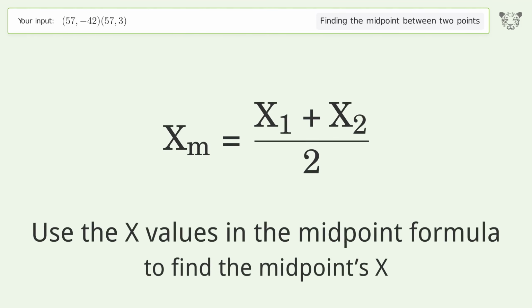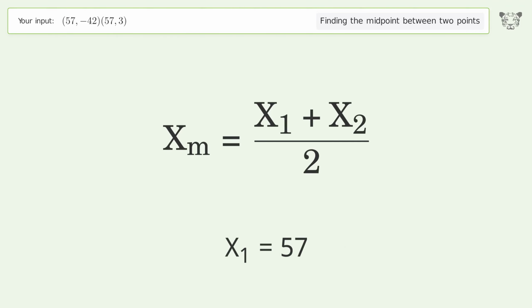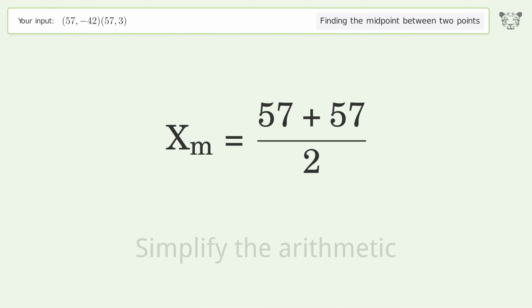Use the x values in the midpoint formula to find the midpoint's x. x1 equals 57. x2 equals 57. Simplify the arithmetic.